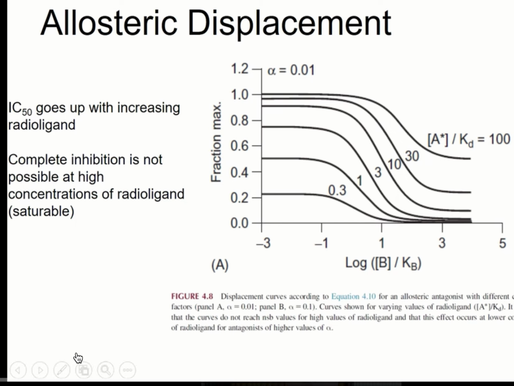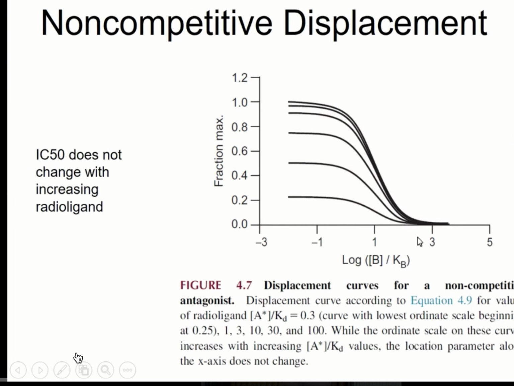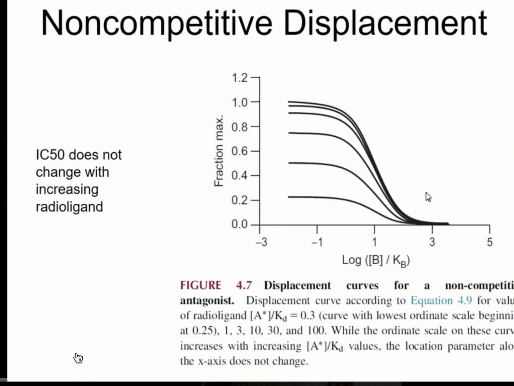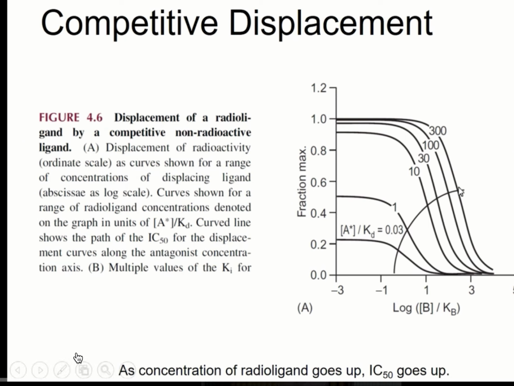So if our antagonist is an allosteric antagonist, when we increase the amount of agonist, our IC50 is going to go up. But notice that at the highest concentration of agonist, no matter how much antagonist we add, we can never displace all of the agonist. So in terms of the IC50 shift, it looks like our competitive displacement. It goes to the right.